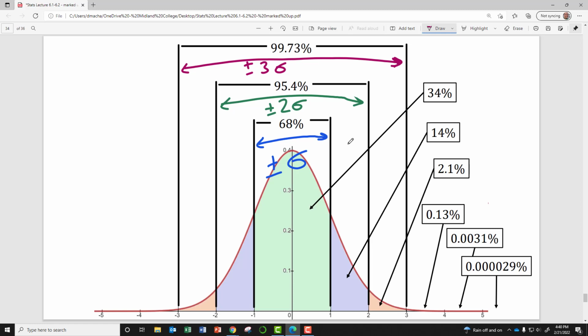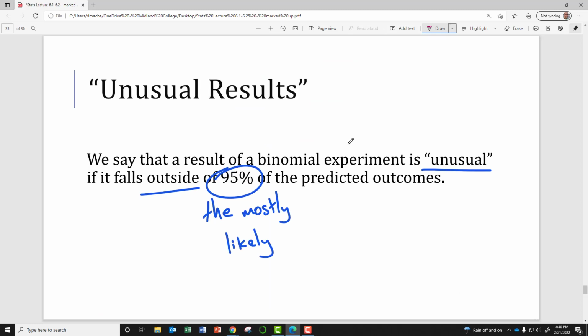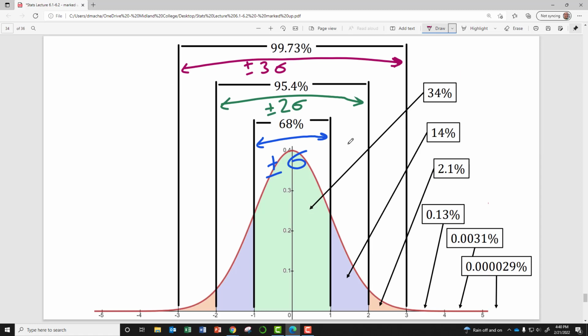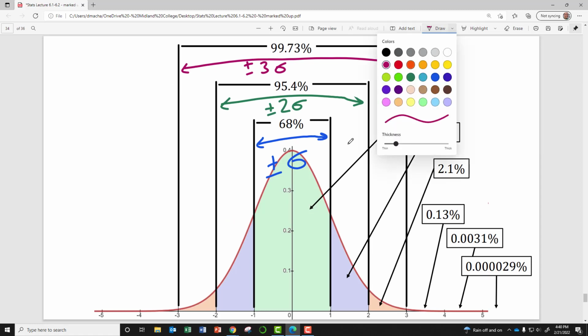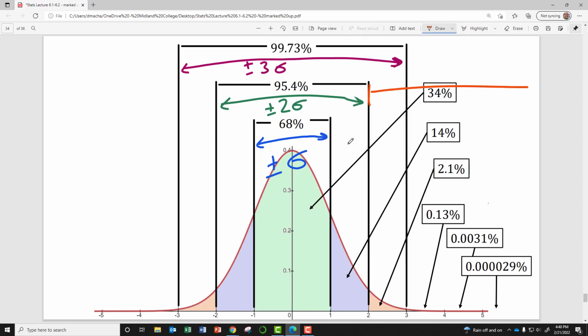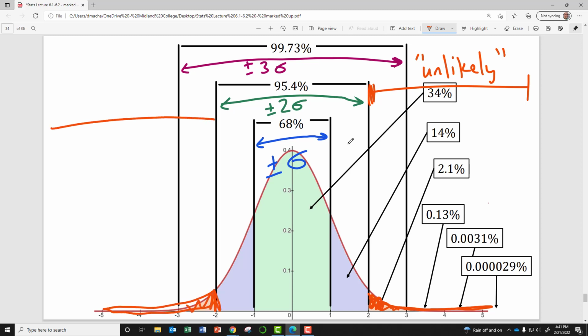And then within plus or minus 3 standard deviations, we expect to find 99.73%. So when I tell you that we say that results are unusual when they fall outside of the 95% of the most likely outcomes, what I'm saying is anything out here in this area outside of plus or minus 2 standard deviations of the mean, these are unlikely according to our definition. And you can see that they're unlikely because there's not a whole lot of area underneath this curve here. Right? Not very many of these measurements are falling in these extreme regions that fall outside of plus or minus 2 standard deviations around the mean.